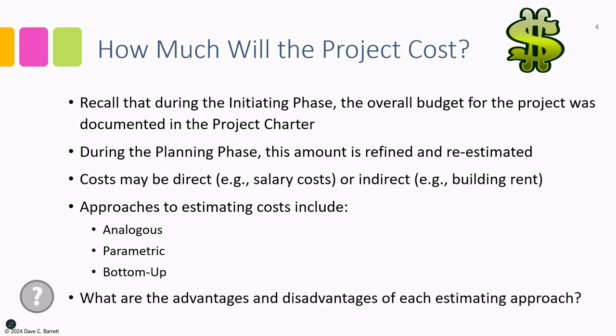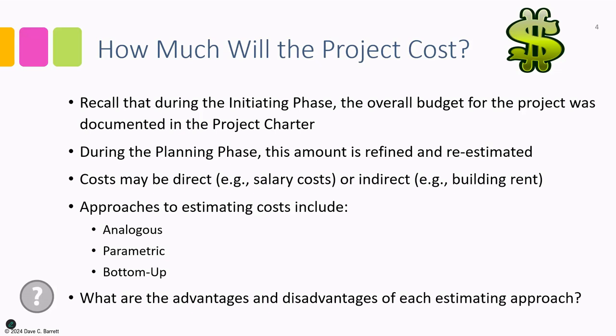There are advantages and disadvantages for each estimating approach. Analogous is fairly quick and easy. It's quick to do, doesn't take a whole lot of time. You can size it based on a previous project. It can be done early in the planning phase. However, its level of accuracy is not always the highest, in that it's sometimes difficult to completely define the differences between things that have been done in the past. So it is not necessarily the most accurate way, but it is something that can be done quickly and early in the project.